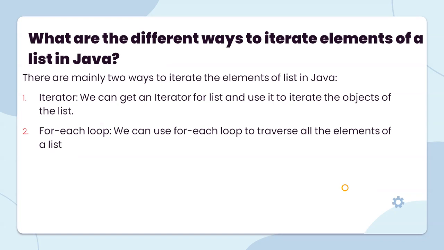Now, the next question: what are the different ways to iterate the elements of a list in Java? There are mainly two ways. First is the iterator: we can get an iterator from the list and use it to iterate the objects of the list. Second is the for-each loop, which we can use to traverse all the elements of the list.